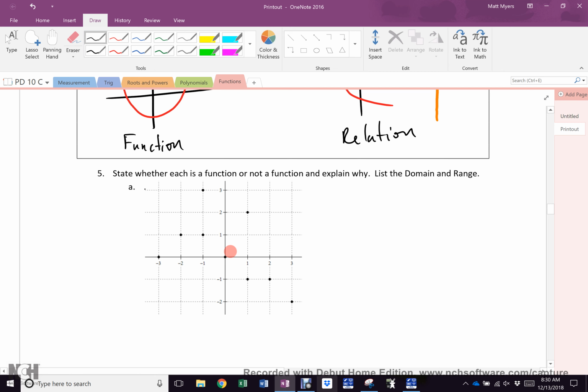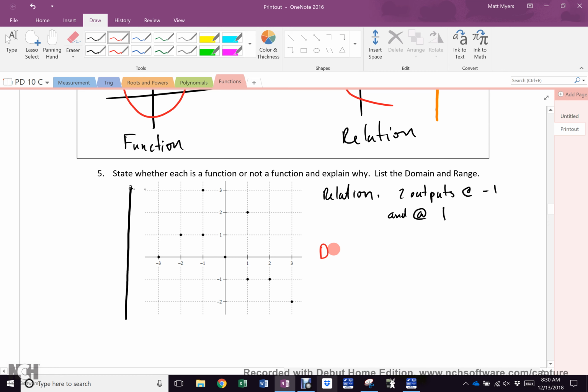So can I do the vertical line test? Yep. Is it a function? Nope. Why? There's 2 dots where? At -1 and at +1. So this is a relation. Why? 2 outputs at -1 and at +1. Right? Okay. Where do I find the domain?